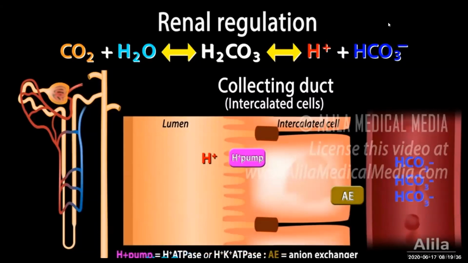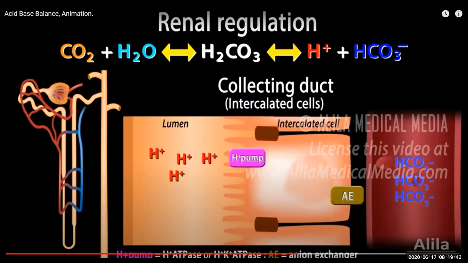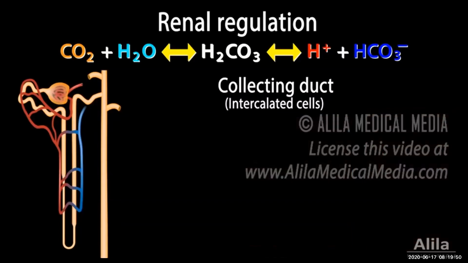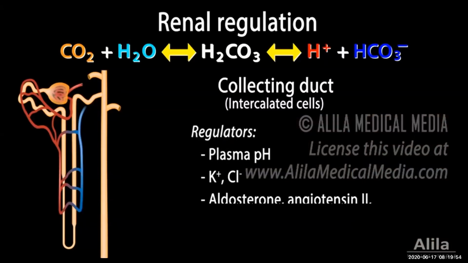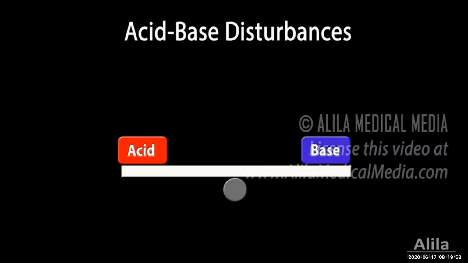from the plasma and can be depleted during high acid loads, ammonia production is regulated in response to changes in acidity, and its concentration may increase several-fold when necessary. Blood pH is the main regulator of acid excretion, but potassium, chloride concentrations, and several hormones also play important roles. Pathologic changes may cause acid-base disturbances.